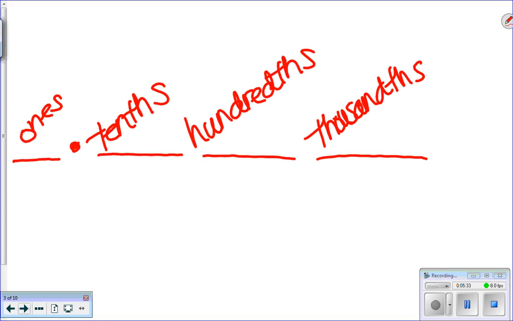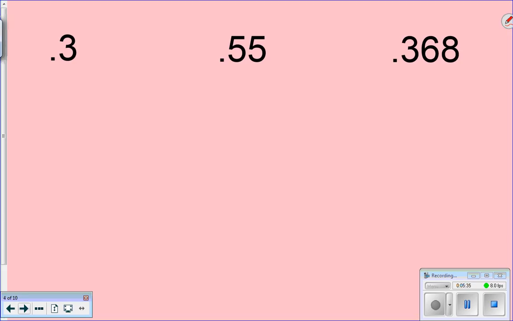Let's do a few more together. If I was going to write that as a fraction, what would my fraction be? First of all, read it to me. What does it say, Jasmine? 3/10. So 3/10, that's my fraction. Can I reduce it? No, that's it. Tell me how this is read, Cadence.